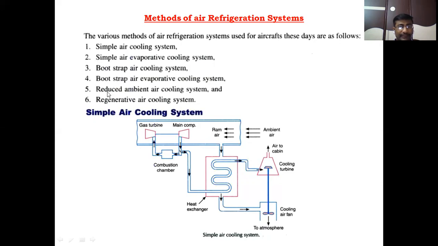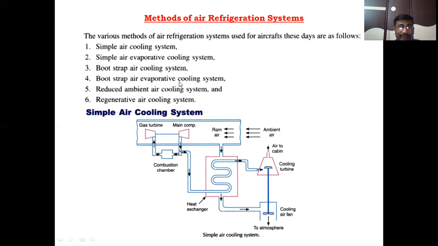And the fifth one is reduced ambient air cooling system. And the last one is regenerative air cooling system. These are the 6 methods of air refrigeration systems used in aircraft to produce a low temperature in the cabin. That low temperature in the cabin is also called DART, D-A-R-T. DART means dry air rated temperature. Dry air rated temperature after the cooling turbine in the cabin is called DART. To maintain the low DART, we require these 6 methods of air refrigeration systems.